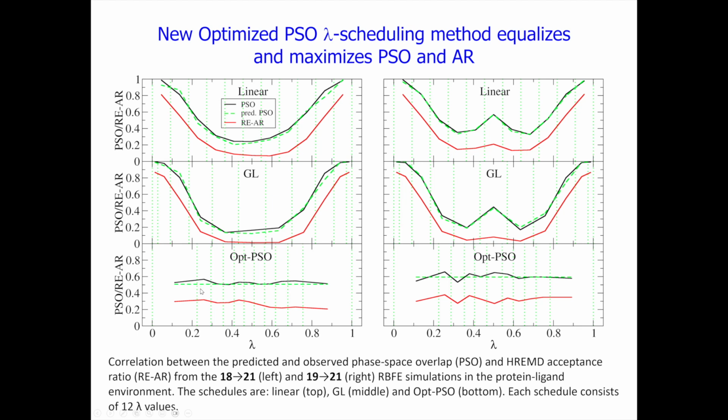So the dashed green line is the predicted phase space overlap based on that short little burn-in simulation. And the black line is the actual phase space overlap when you go back and actually do the simulation. And the red line is the actual replica exchange acceptance ratio, showing that it is also much more uniform when you optimize the phase space overlap.